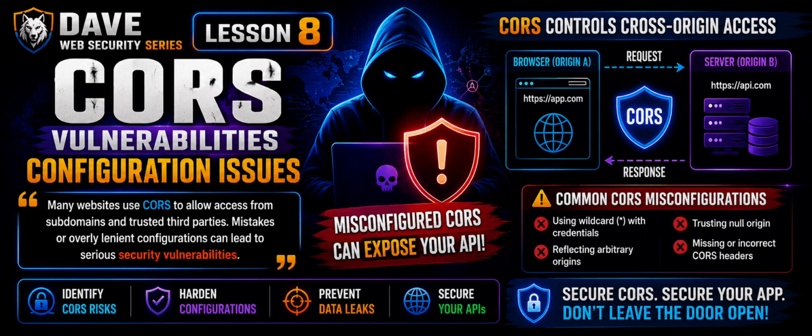Vulnerabilities arising from misconfiguration issues. Many modern websites use CORS to allow access from subdomains and trust to third parties. Their implementation of CORS may contain mistakes or be overly lenient to ensure that everything works, and this can result in exploitable vulnerabilities.